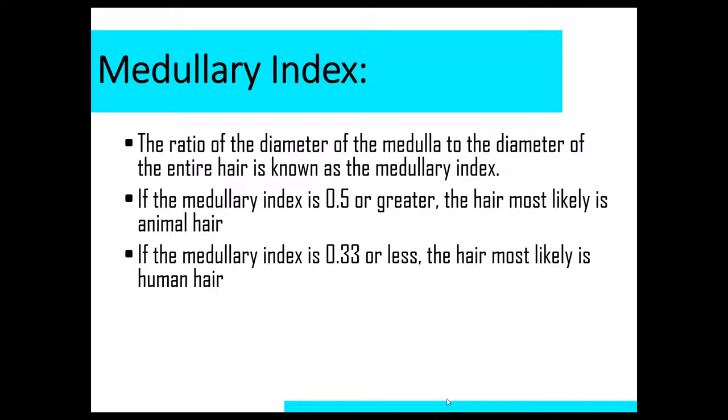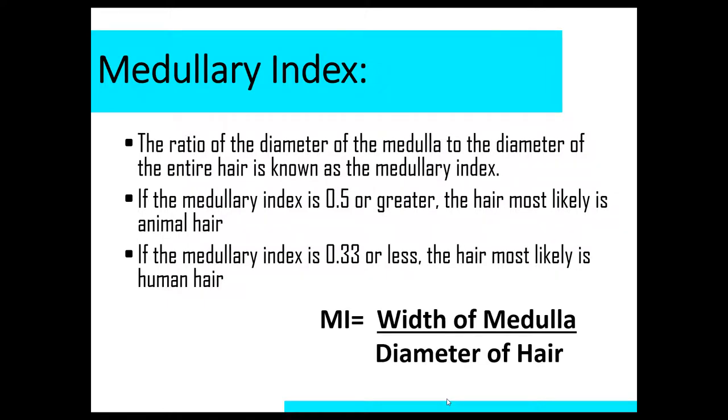All right, so let's talk about medullary index. This is where we get into some math, which I know you're going to love. But the ratio of the diameter of the medulla to the diameter of the entire hair is known as the medullary index. And so we can actually calculate this number. It's a numerical calculation that can be derived from a hair sample. And so we have a formula, and you'll need to make sure that you write this down.